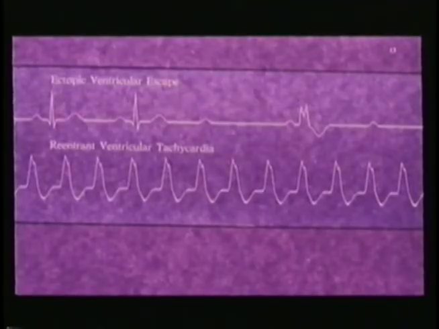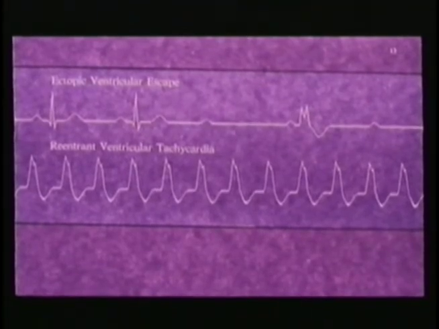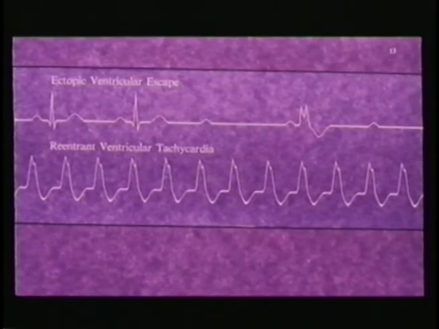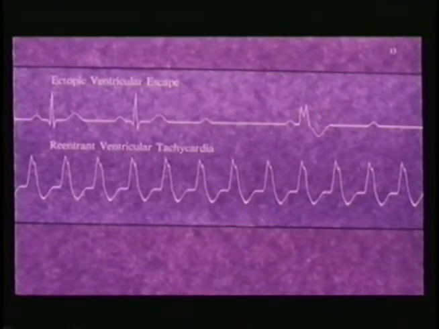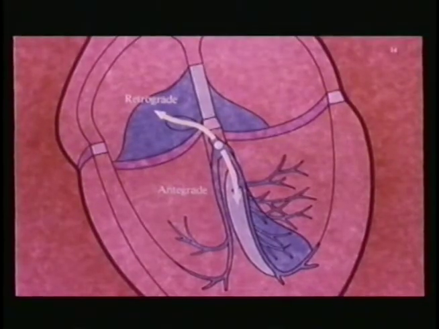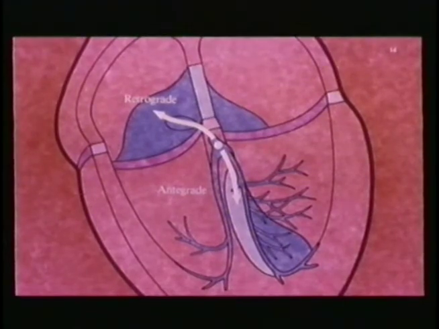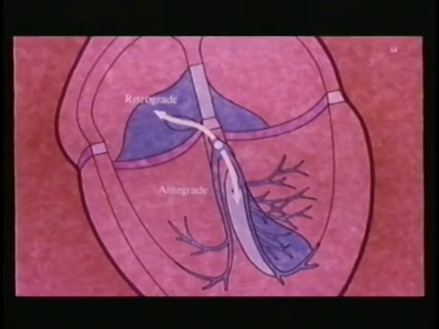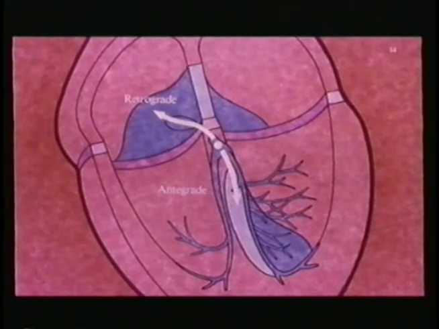13. Ectopic beats may occur singly or continuously. Here are two examples: a single ventricular escape beat following a type 2 second-degree block, and a reentrant ventricular tachycardia. 14. Any ectopic impulse seeks to penetrate all the electrical tissues of the heart by both retrograde and antegrade conduction. The success or failure of this penetration profoundly influences subsequent events.